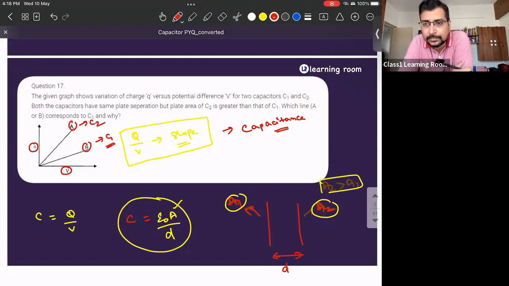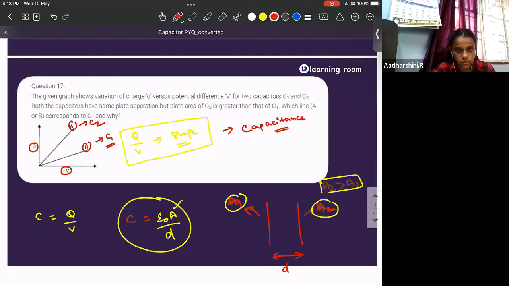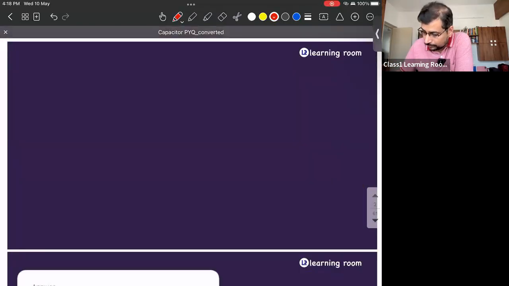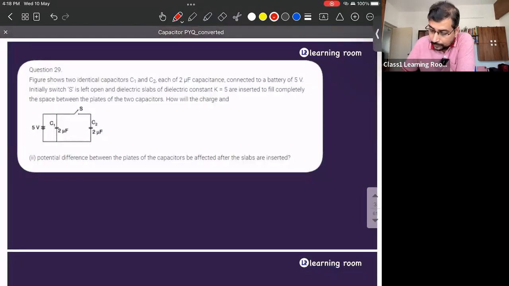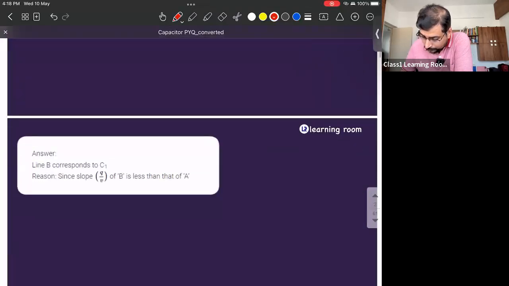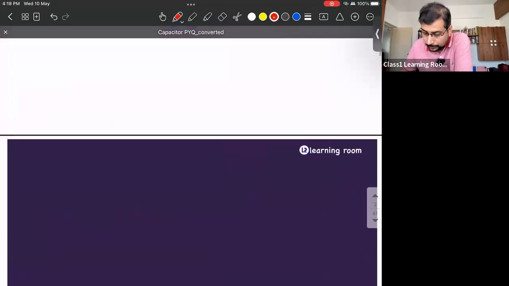Am I clear with this? Yes, sir. Shall I proceed? So line B corresponds to C1.